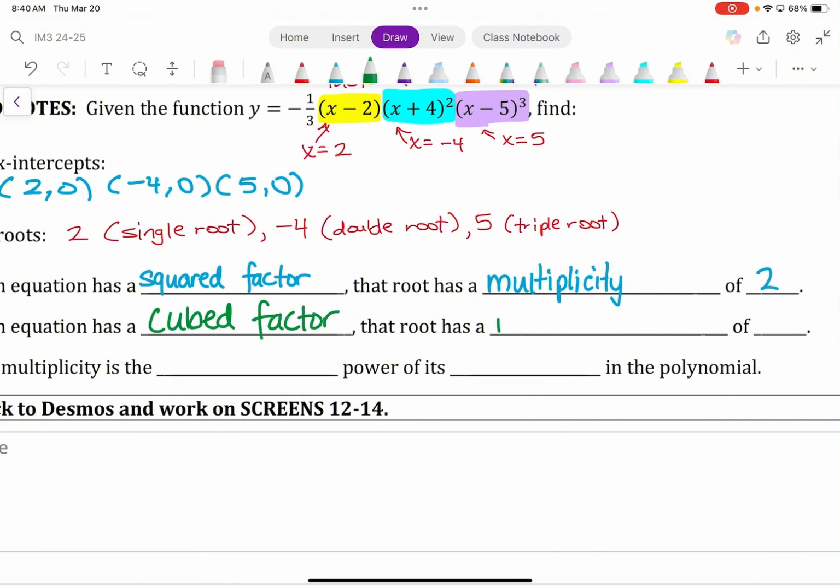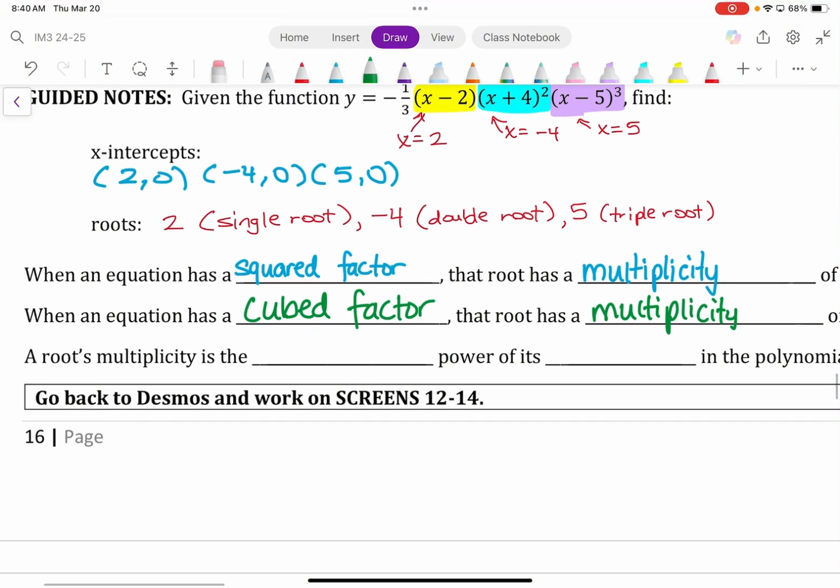Then that root has a multiplicity of blank. What do we think goes in that blank? 3. 3 would be correct. Okay. So think about cubed factor. That means it's a factor to the third power. So if it's a factor to the third power, then it has a multiplicity of 3, meaning it's repeating 3 times. It's a triple root, essentially.